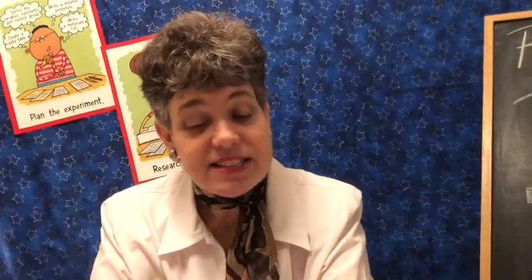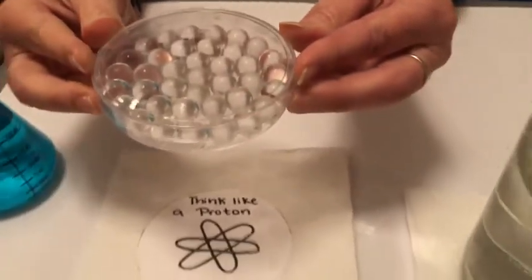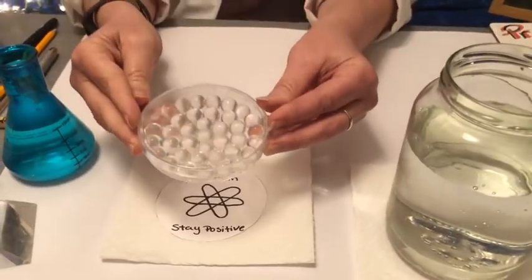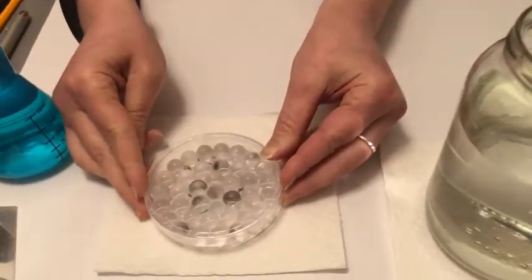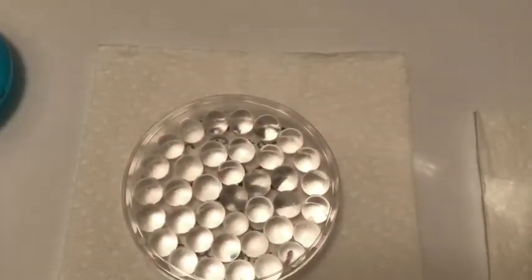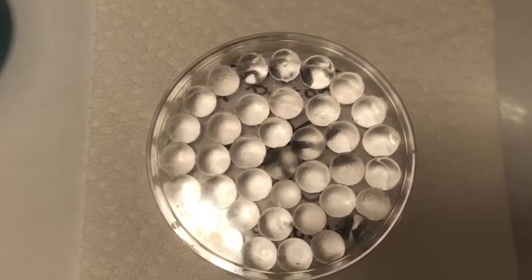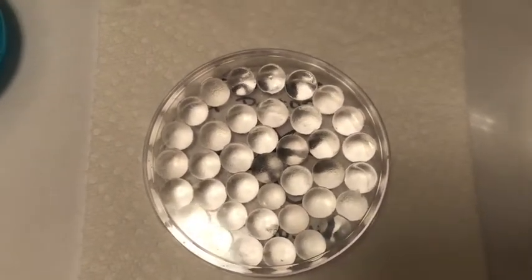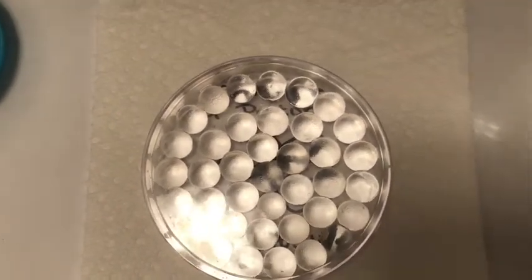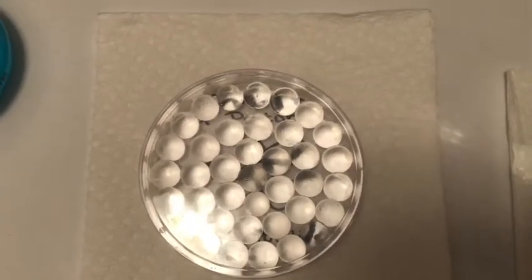Okay, let's think positive like a proton, shall we? And let's make your observations. I know you have your prediction. Here we go. Ooh, what happened there? Can you see the image at all? I see a little bit of the writing, but not to the extent that I could actually read it. What is happening there?